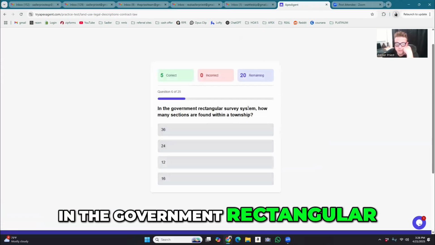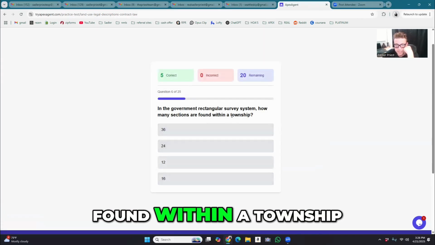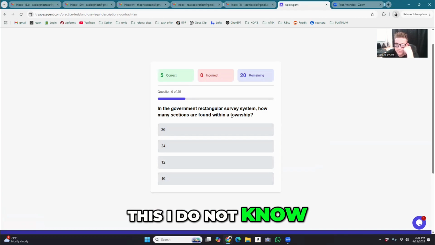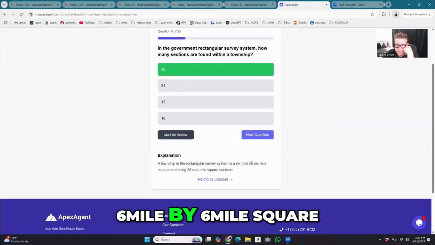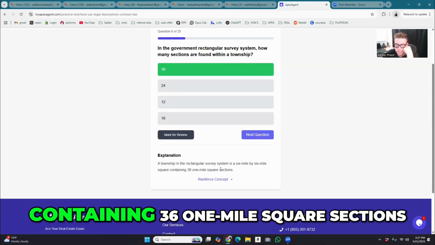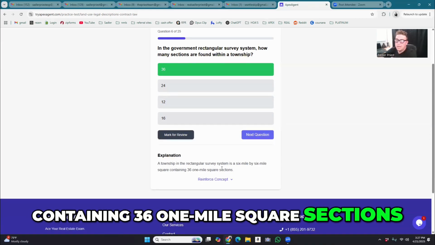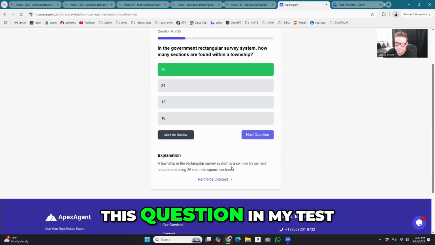In the government rectangular survey system, how many sections are found within a township? This I do not know. So a township in a rectangular survey system is a 6 mile by 6 mile square containing 36 one mile square sections. I do remember taking this question in my test.